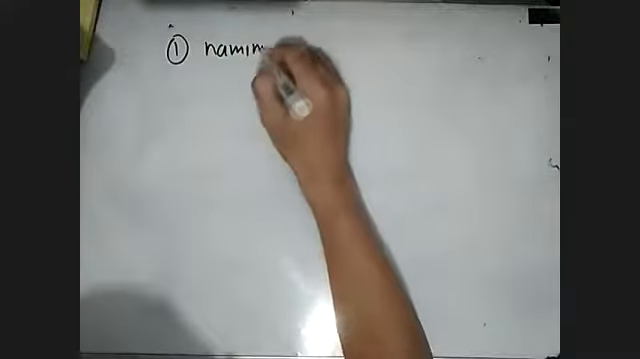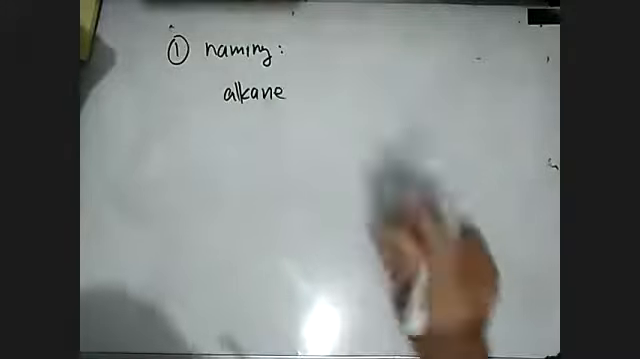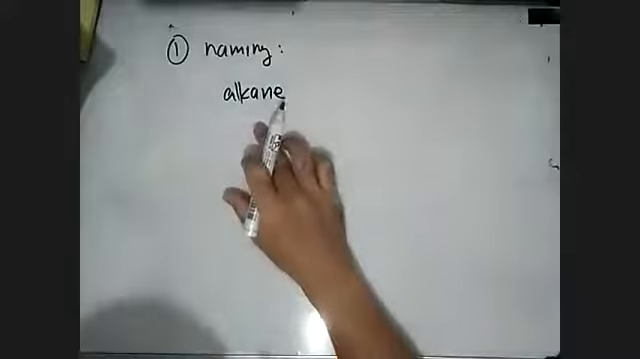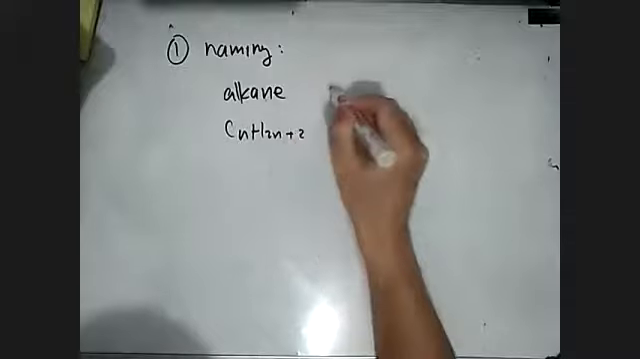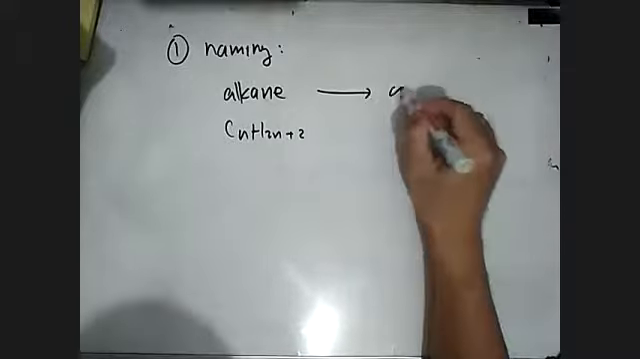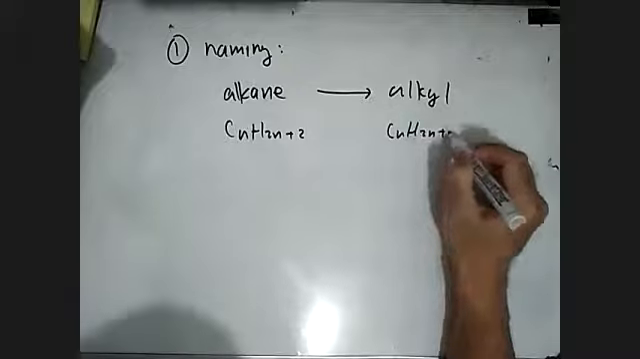First, we need to know about the naming. Unlike the alkenes, if we have the alkane here, CnH2n+2, and we take out one hydrogen, it becomes alkyl, which is CnH2n+1.